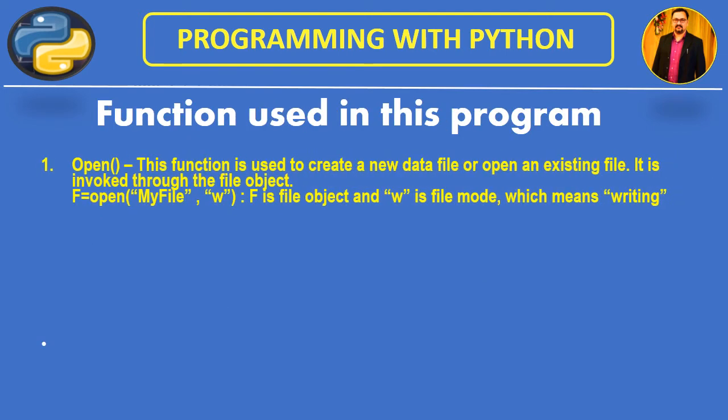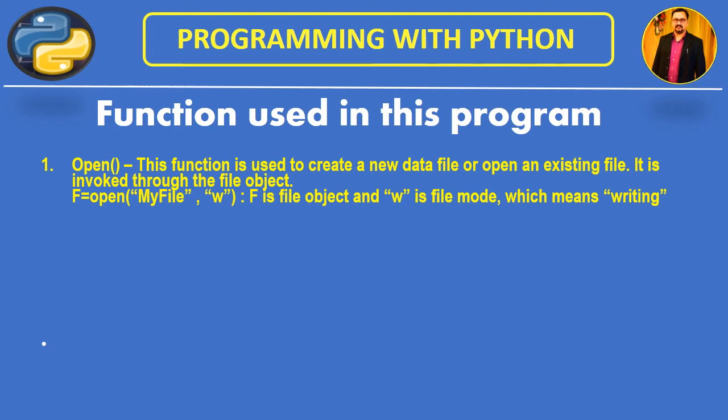If you see the main functions used in this writing process, the first is the open function. This open function is used to create a new data file or open an existing file, which I have already told you, and this is the method of opening the file.